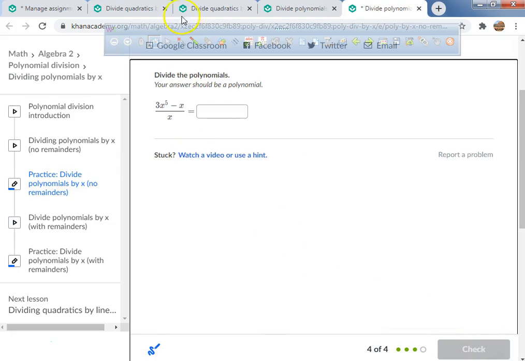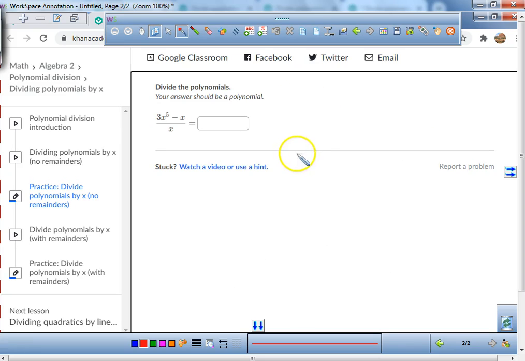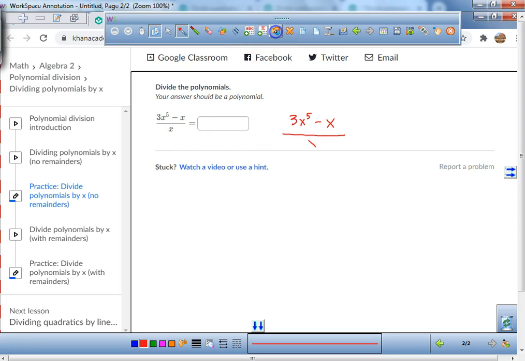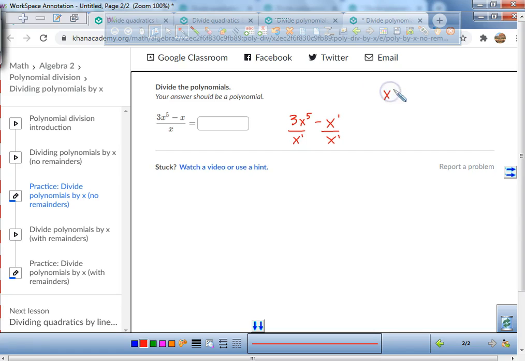You think you pretty much get the concept if I just do a couple. So we have 3x to the power of 5 minus an x, all over x. If I'm dividing everything by an x, that basically means I'm dividing this by an x, and I'm dividing this by an x. So that's x to the power of 1, that's x to the power of 1, that's x to the power of 1. It's kind of cool. You can hopefully see a concept here.